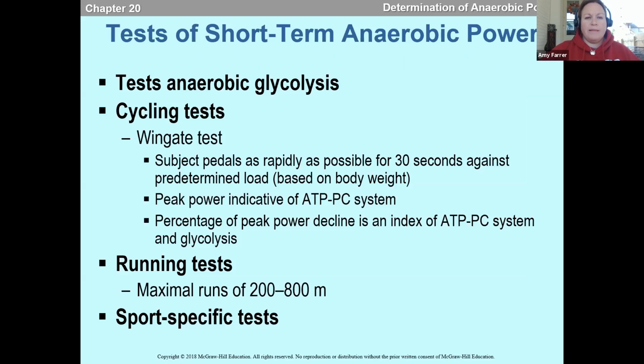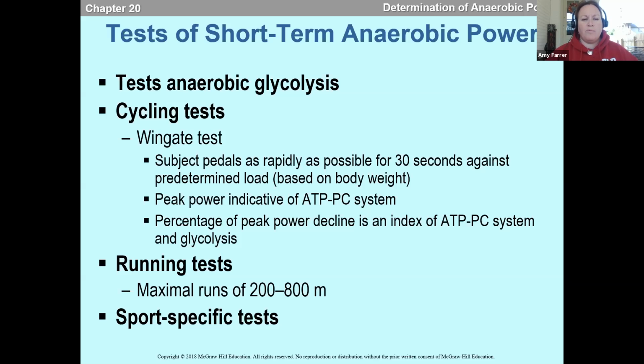If we look at anaerobic glycolysis, one of the best tests for that is going to be the Wingate test. It's a cycling test. You are basically going to pedal as fast as you can for 30 seconds against a predetermined load. That load will be based on you and your body weight. What that peak power is indicative of is your ATP-PC system. How much does it decline? That kind of gives us a really good idea of where we are.